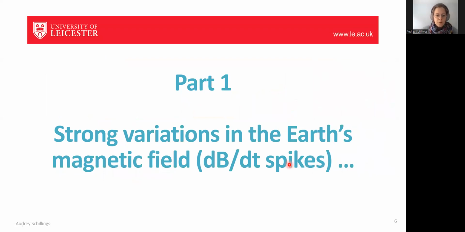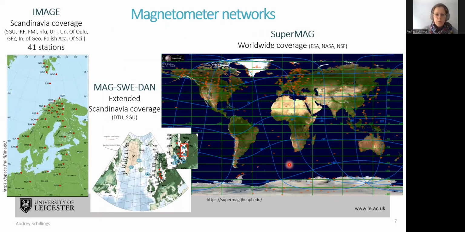Then the first part: strong variation in the Earth's magnetic field, so dB/dt spikes. How do we look at this? We use magnetometer networks, which are instruments installed on the ground around the world. Here on the right, you have the whole picture from the SuperMAG network, which has worldwide coverage. It is actually more a database than a network. It takes all the data from other networks, and those data have the baselines taken off, so it's very convenient to use.